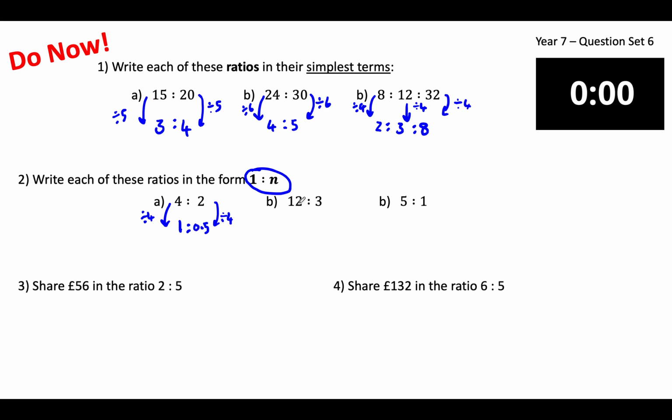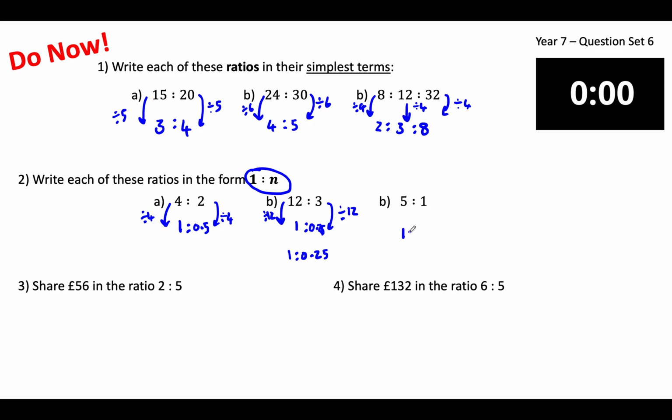Okay, next one. 12 to 3, and I want it in the format of 1 to something. So the best way of doing that is divide it by itself. 12 divided by 12 is 1. But what we do to one side, we must do to the other. So I'm going to divide this by 12 as well. 3 divided by 12 is actually a quarter, so that's 0.25. Let's rewrite that, it's a bit squidged up. So 1 to 0.25.